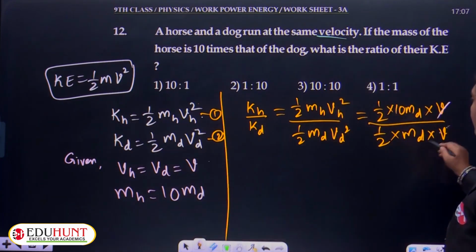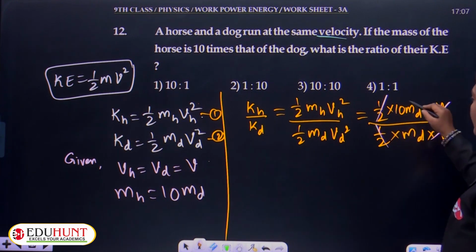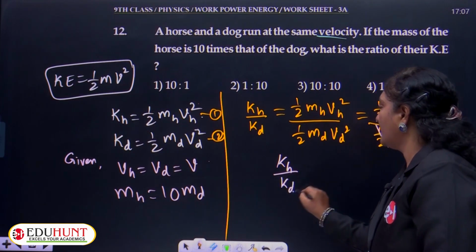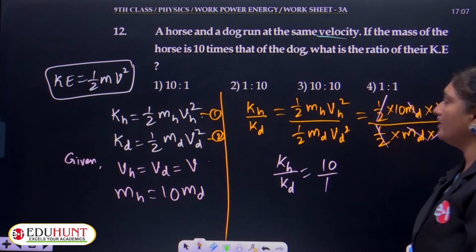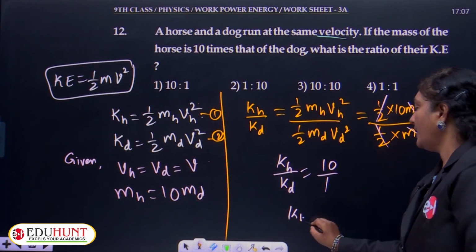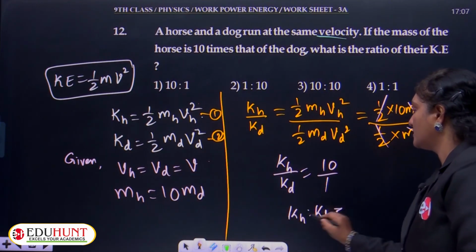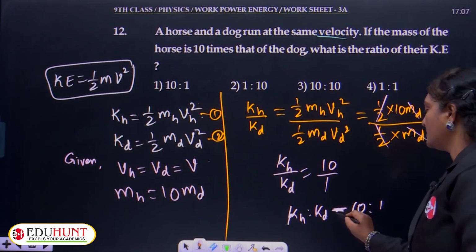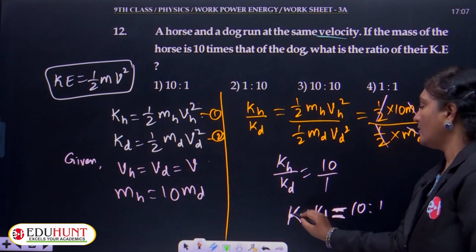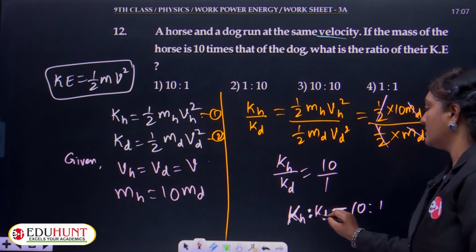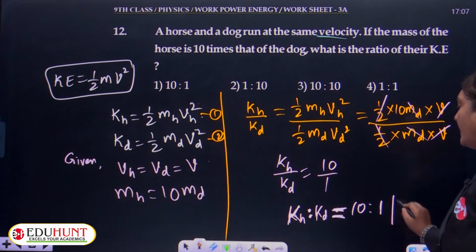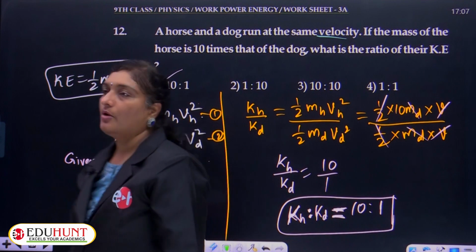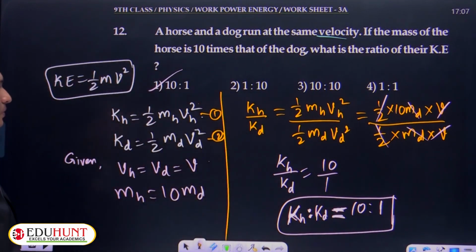Solving the above two, v gets cancelled, half gets cancelled, md gets cancelled. Therefore, the value of kh by kd is found to be 10 upon 1, or kh is to kd equals 10 is to 1. So, what is the ratio, children? Kinetic energy of the horse is to kinetic energy of the dog is found to be 10 is to 1. So, the correct option is option 1, that is 10 is to 1.